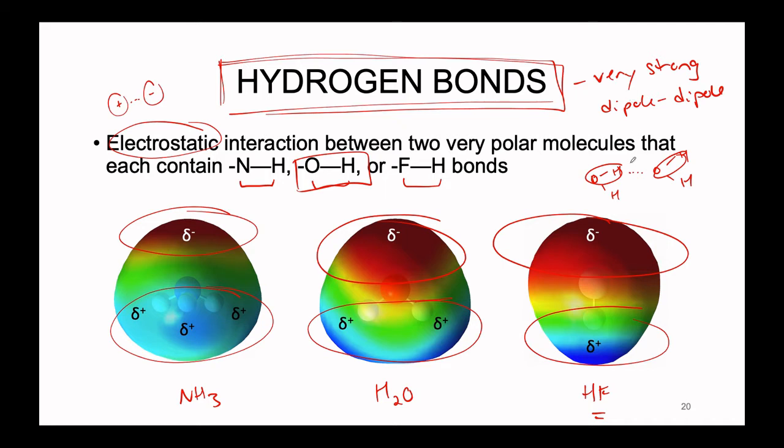Right, so hydrogen bonds are a form of dipole-dipole interactions. Not all dipole-dipole interactions, though, will be hydrogen bonds. Again, squares can be rectangles, not all rectangles are squares.